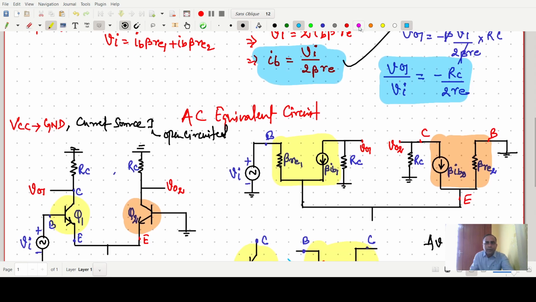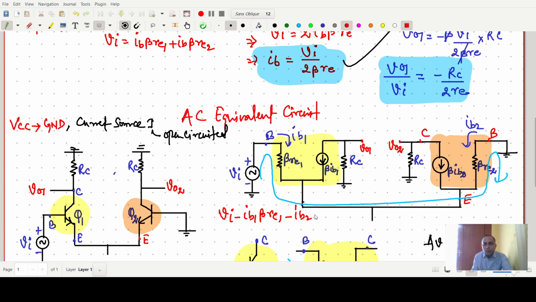Once again, just a recap of how we have applied Kirchhoff's voltage law. This current is IB1 and this current is IB2, and both transistors are matched, so we are considering IB1 and IB2 the same. Then we apply Kirchhoff's voltage law in this loop. So we can write, simple, VI minus IB1 beta RE1 minus IB2 beta RE2 equals 0, and taking IB1 equals IB2 equals IB, and RE1 equals RE2 equals RE, we have to find IB.